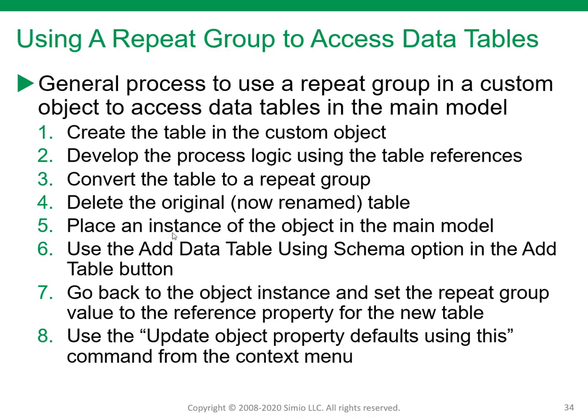Then I'll place an instance of the object in the main model, and use the add data table using schema option in the add table button to create the table in the main model. Then I'll go back to the object instance and set the repeat group value to the reference property for the new table. And then finally, I'll use the update project property defaults using this command from the context menu so that I can update the default values for all instances of the custom object.